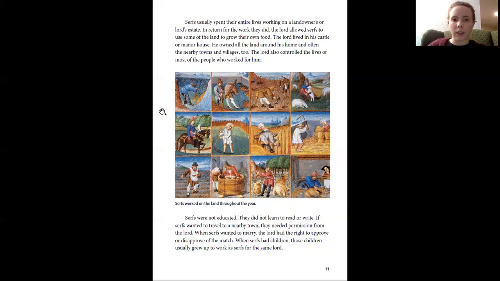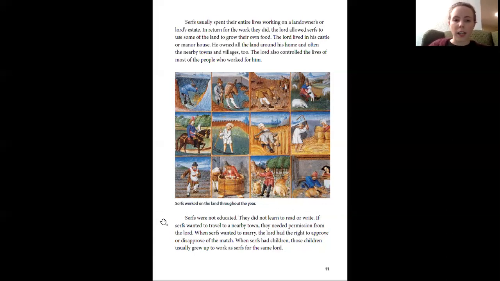There's a lot of illustrations here, and I see, oh, maybe that's a sky like we were talking about in our vocabulary. Serfs worked on the land throughout the year. So this caption is letting us know this is showing us throughout the seasons the different ways that the serfs worked on the land.